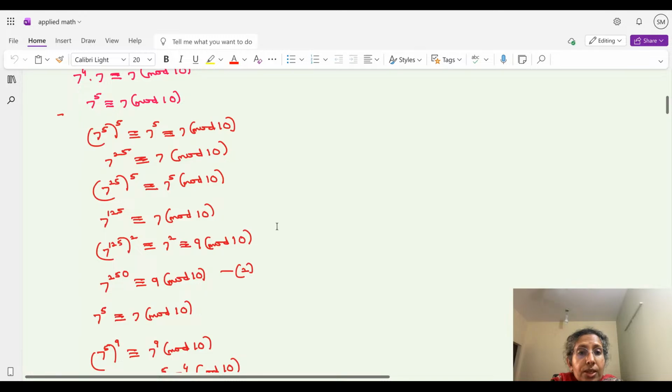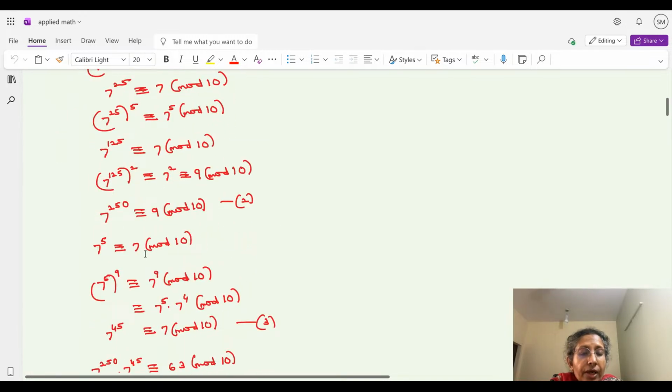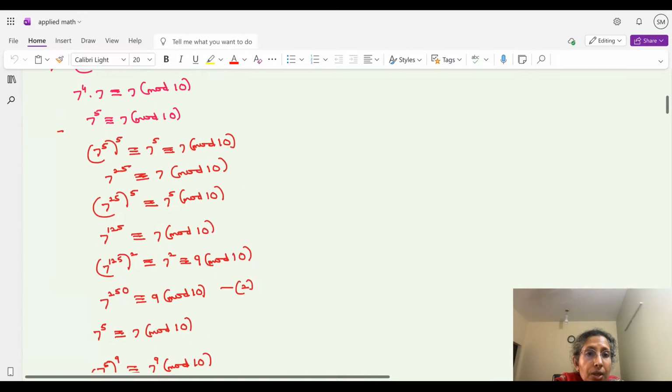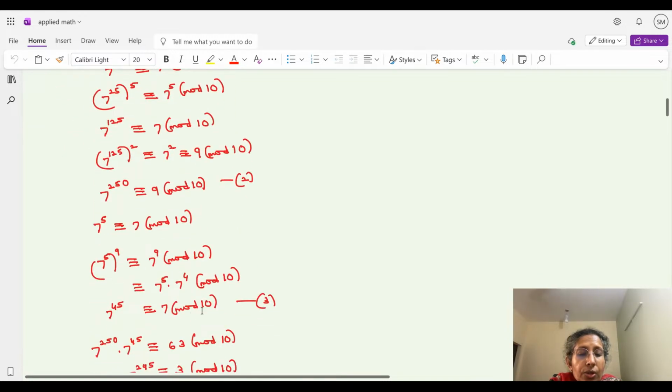I want to get 7 raised to 295. Again, we have 7 raised to 5 congruent to 7 modulo 10. So 7 raised to 5 raised to 9 will be congruent to 7 raised to 9 modulo 10. What is 7 raised to 9? 7 raised to 5 into 7 raised to 4. 7 raised to 5 is congruent to 7 and 7 raised to 4 is congruent to 1 modulo 10. So this will be congruent to 7 modulo 10. We call this as 3.